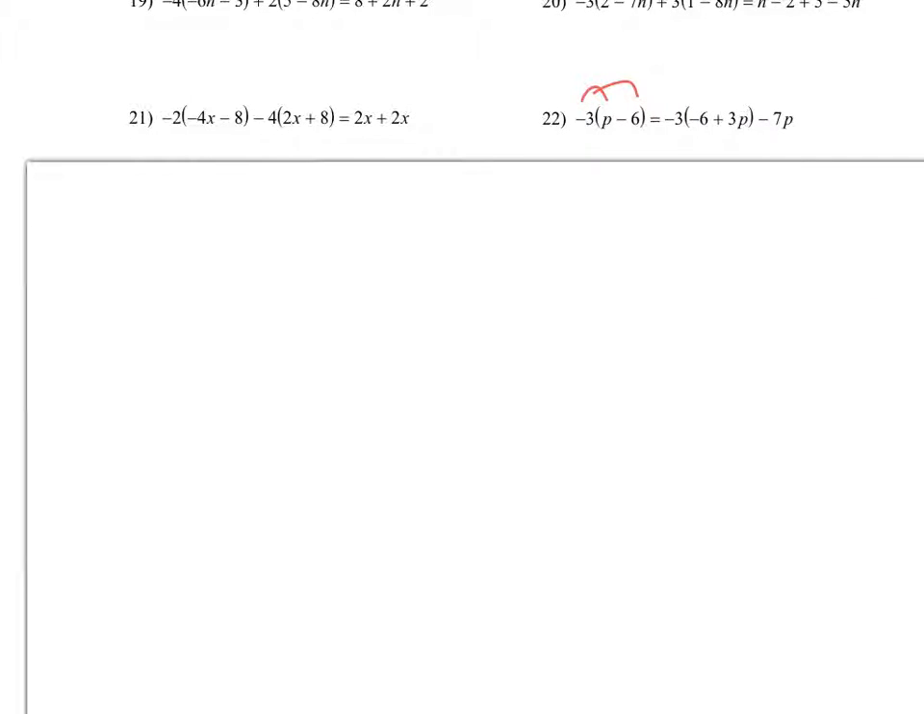All right, next up here, same idea. So I'm going to distribute this negative 3, so it'll be negative 3p plus 18. And then distribute this negative 3 as well, so it's actually a positive 18 minus 9p minus 7p. Now I'm going to combine like terms over here, so that's going to make negative 16p, because they're both negative. They actually add together to make a bigger negative.